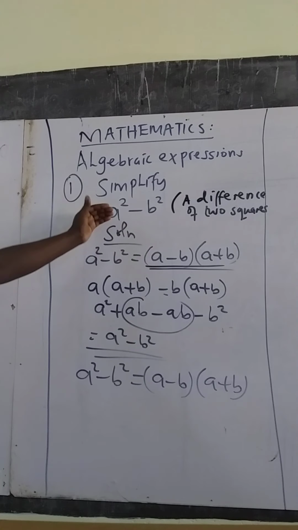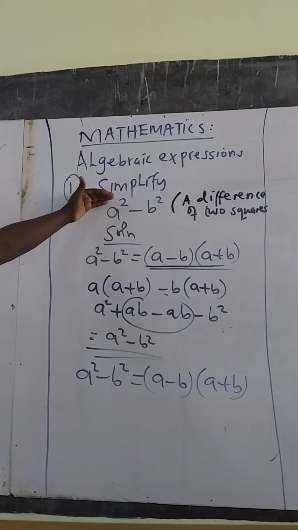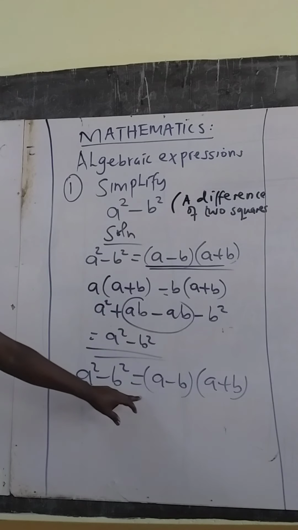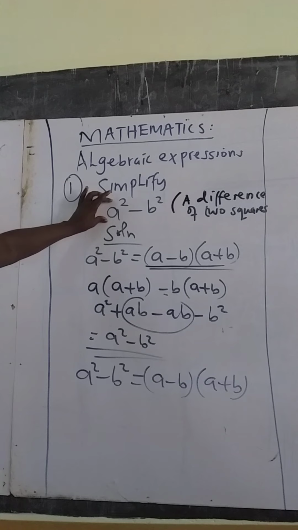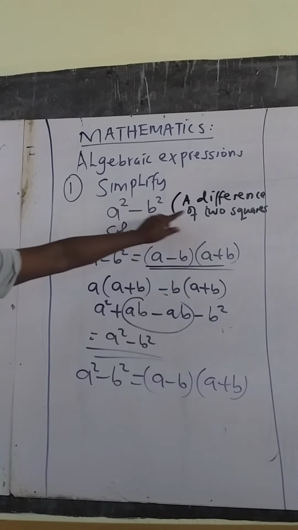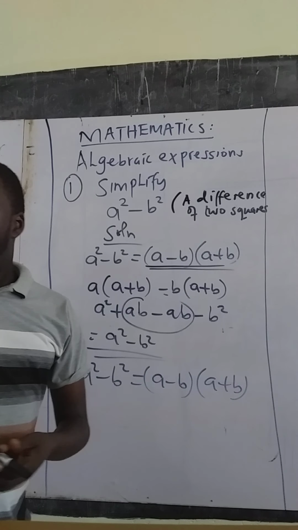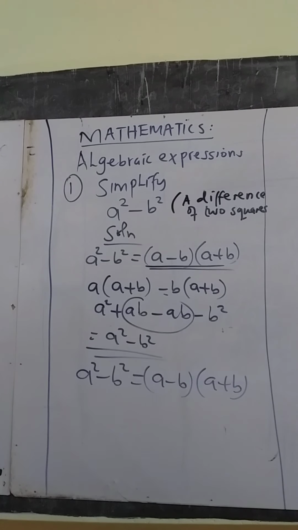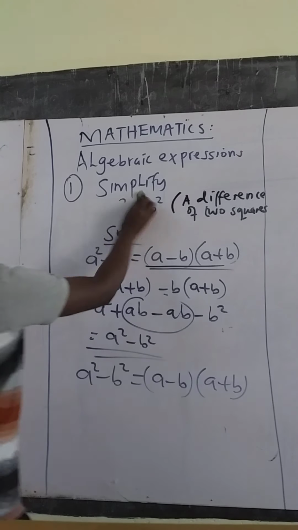All the learners, you have to put this in your mind from this point up to here, but you must put more emphasis on this point: a squared minus b squared is a difference of 2 squares. Example number 2. I hope we have understood this.